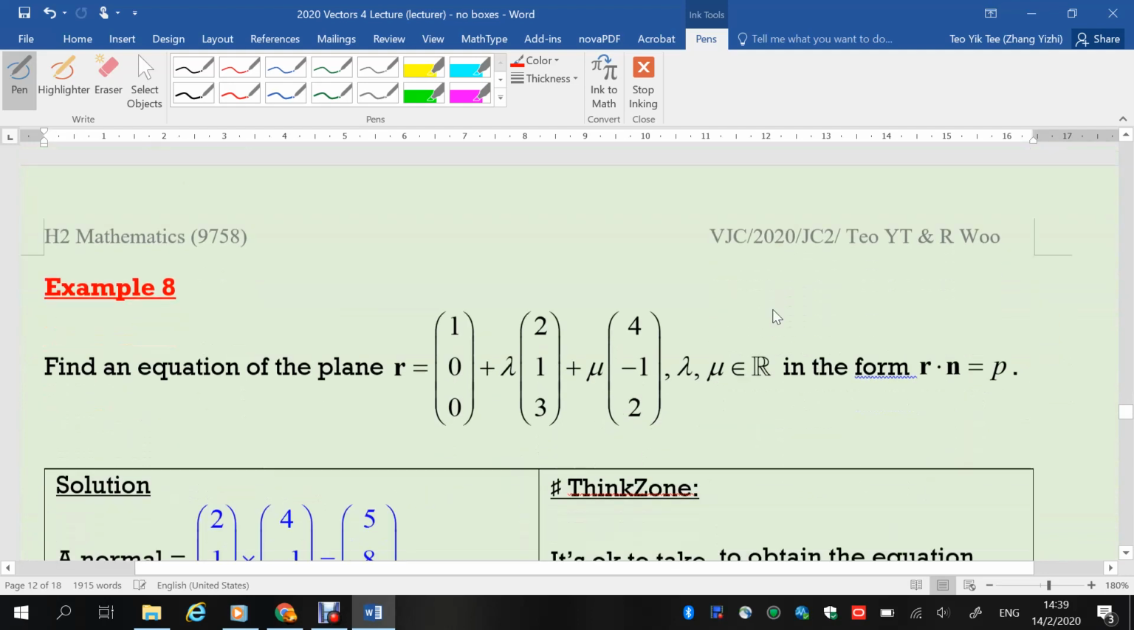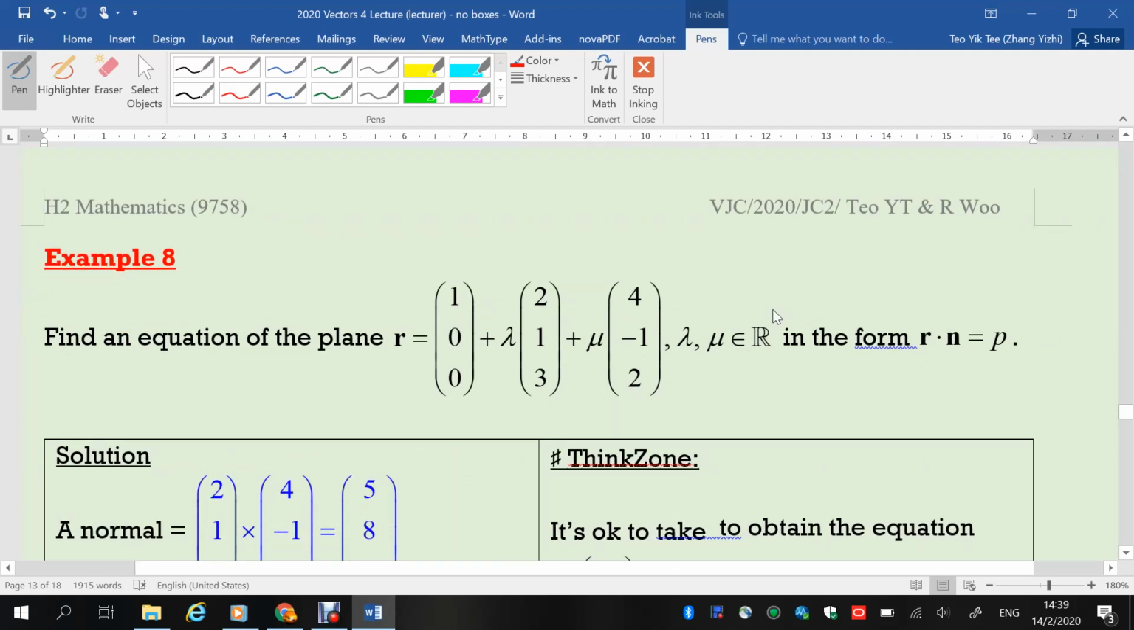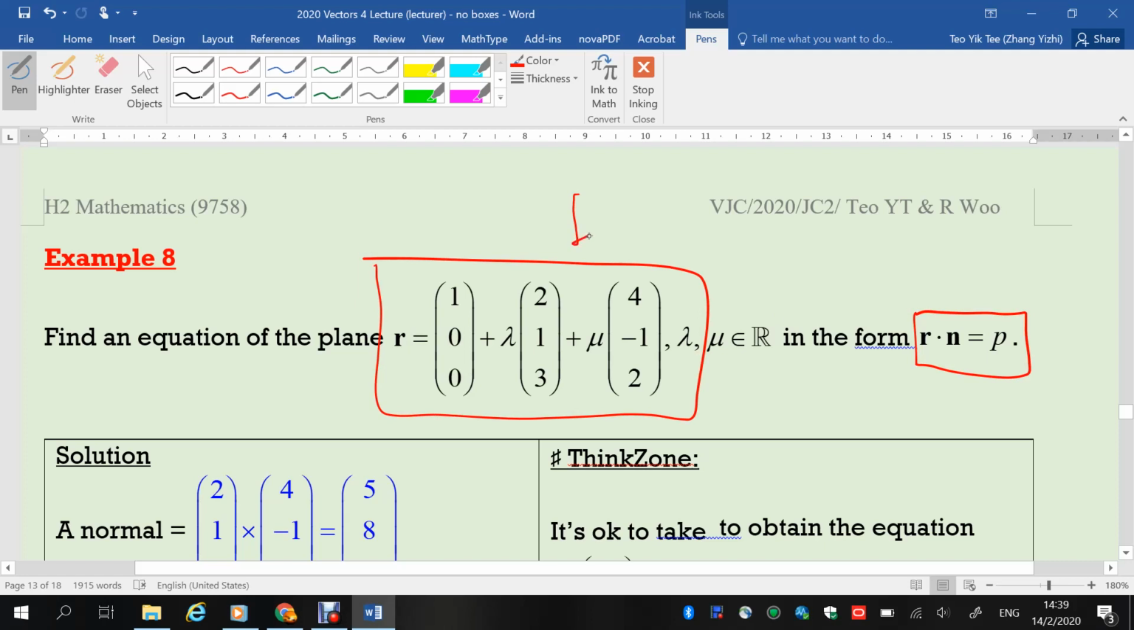One example, number 8, to run you through again. Find the equation of the plane in the form of R dot n is equal to P. So I'm giving you the equation of the plane in vector equation form, and I ask you to give me the equation of the plane in the scalar product form, or r dot n equals to p form. So bear in mind, what do you have? I have a point on the plane. I have two directions that the plane is parallel to.